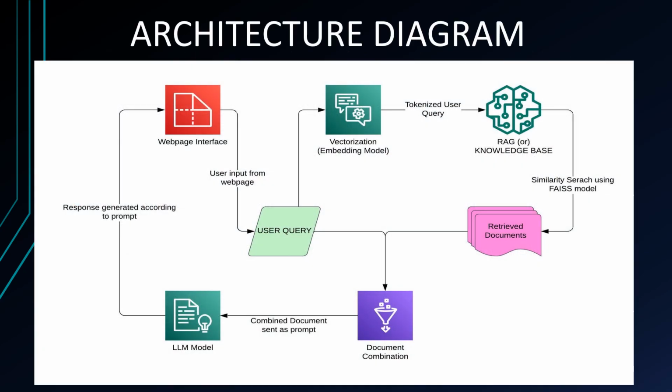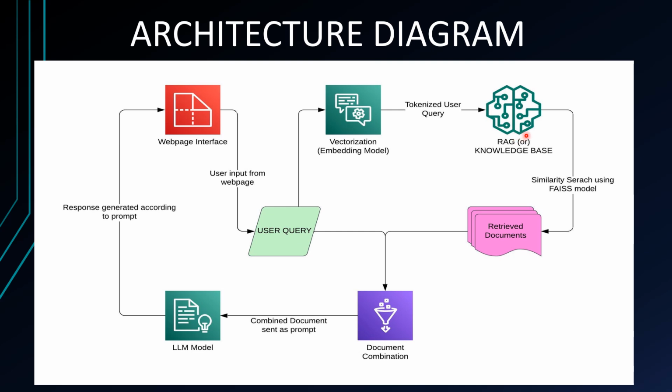Coming to the architecture diagram, there are four main components, which are the web page, the embedding model, the RAG or the knowledge base, and the LLM model. Initially, the web page takes the user query and sends it to the vectorization model, which tokenizes the query and then sends it to the RAG.